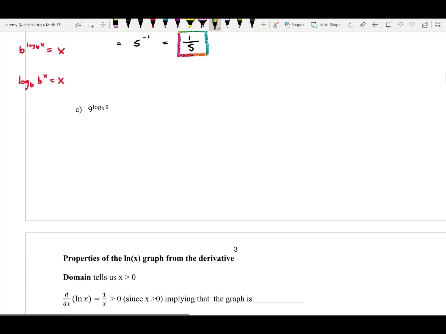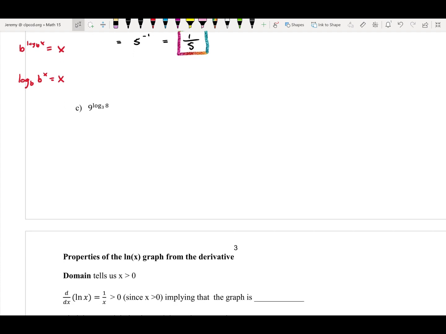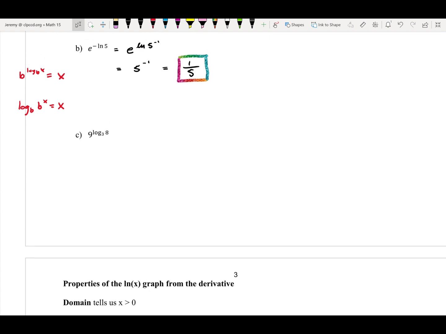Okay, and then one more example on this page, 9 to the power of log base 3 of 8. Okay, composition of an exponential function with a logarithmic function. However, we don't have the same bases, right? This is base 9, this is base 3. So we can't do the cancellation unless we could somehow rewrite this as having the same bases. Now, changing the base of a logarithm, not really something that we do.